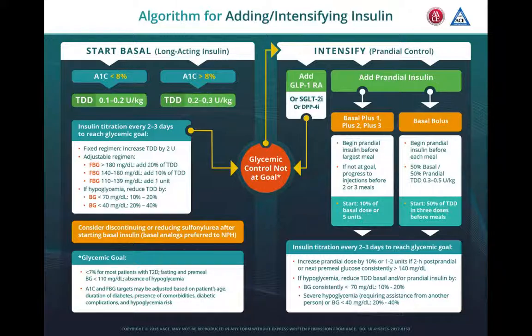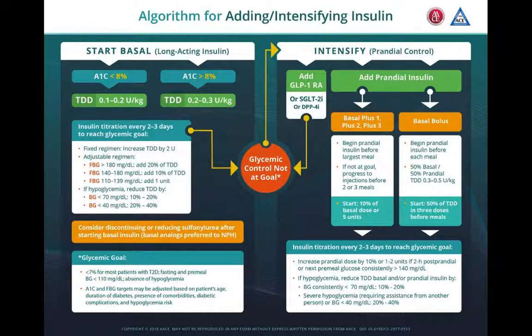Here's some algorithms for adding insulin. So whether your A1C is less than 8, you may want to do a total daily dose of insulin of 0.1 to 0.2 units per kilogram. If it's over 8%, 0.2 to 0.3. Then you can look down below at insulin titration every 2 to 3 days, given those fasting blood sugars, or if hypoglycemia, what kind of reduction you should have. On the right side, it talks about prandial control or mealtime insulin. So it gives you guidelines for adjusting insulin that way.